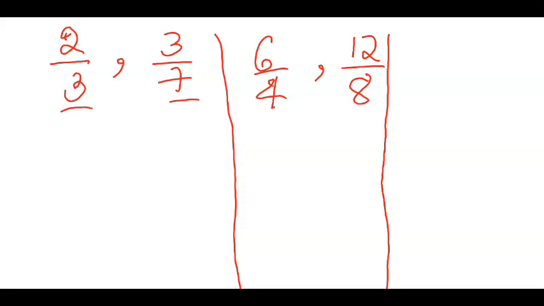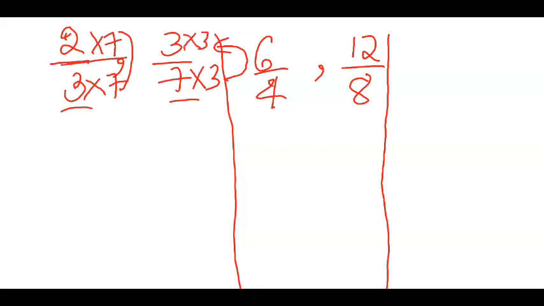So what do we do? We multiply each other with both. 3 times 7 is 7 times 3. Fine, beta? So if it is 3 times 7 in the denominator, then 3 times 7 in the numerator. Same applies in the numerator. If it is 7 times 3 in the denominator, same applies to the numerator, 3 times 3. So what is 7 into 2, and 3 into 3?